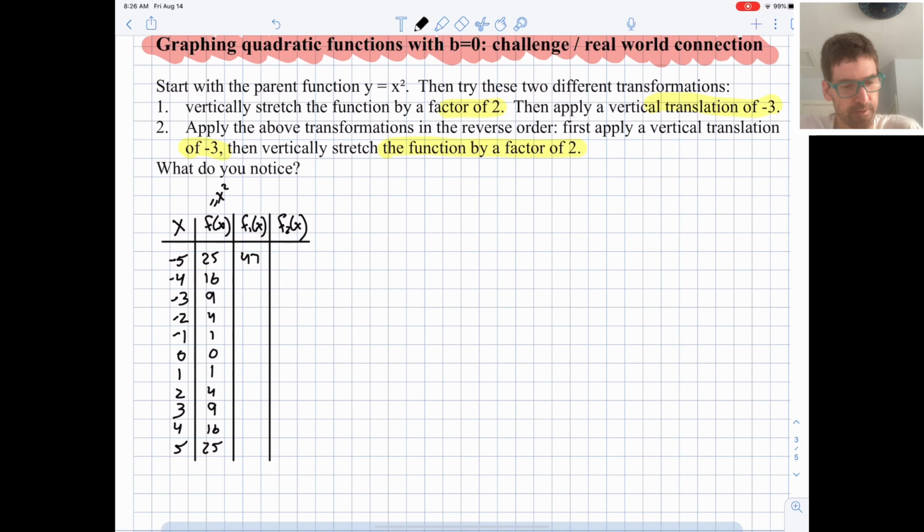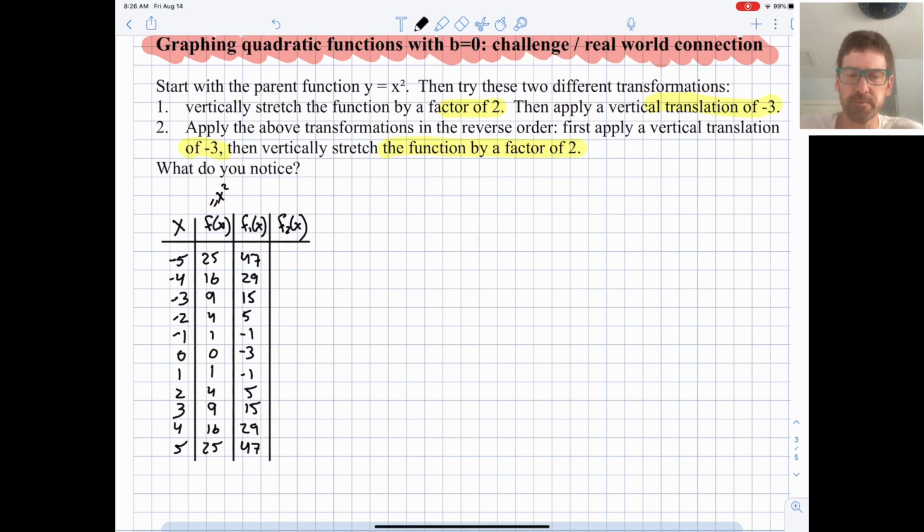So 47, and we have symmetry to help us here, be a little more efficient. 16 double is 32, minus 3 is 29. 5 and 5, 1 doubled is 2, minus 3 is -1, and that's going to be a, let me think, a -3 here. Okay, so we have a set of values. We could plot them. We're not going to right now, but we could. And so we have a parabola that's been vertically stretched and then shifted down.